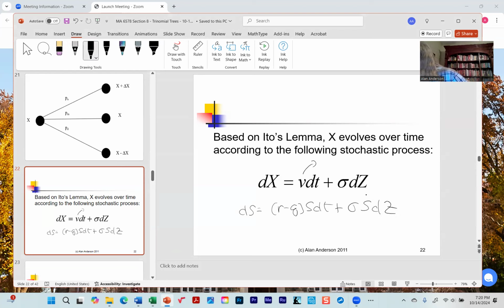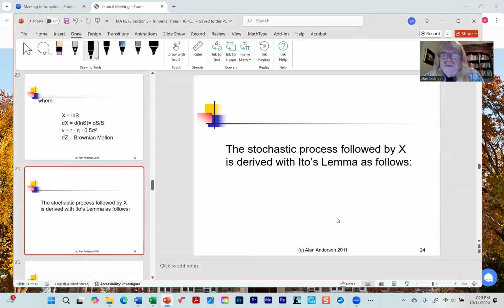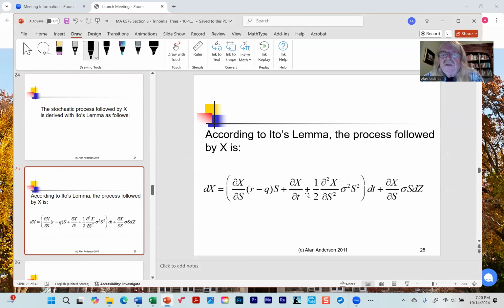So this is the so-called drift of the process. And this is the volatility. dx itself is an incremental change in the value of the log of S. So you've still got a deterministic drift, and you still have an uncertainty term here, but it's based on logs rather than the actual original values of S. Let's see. So then now this part is here.